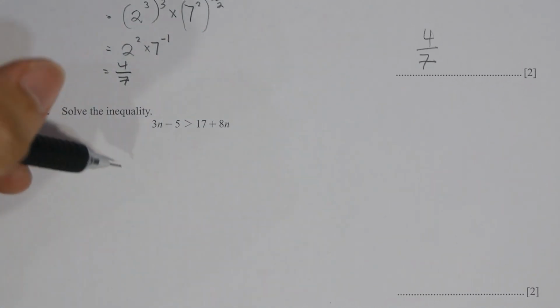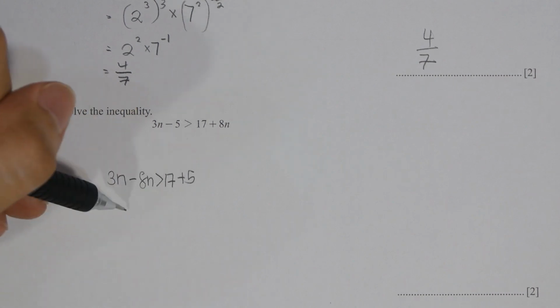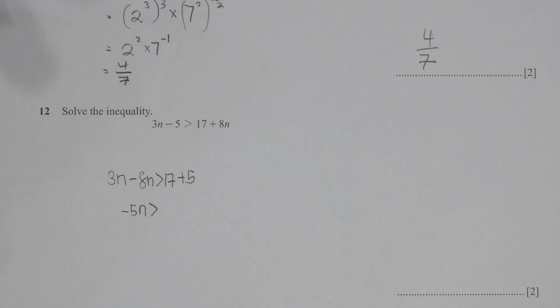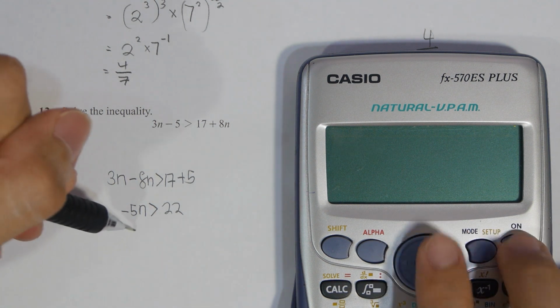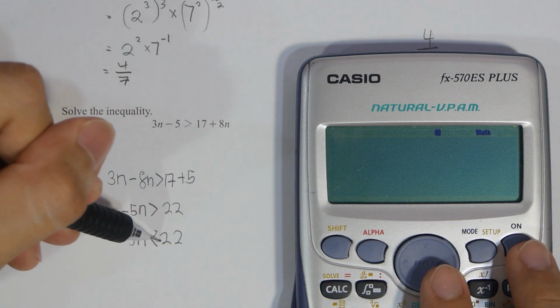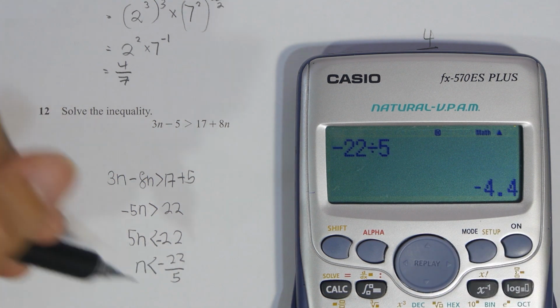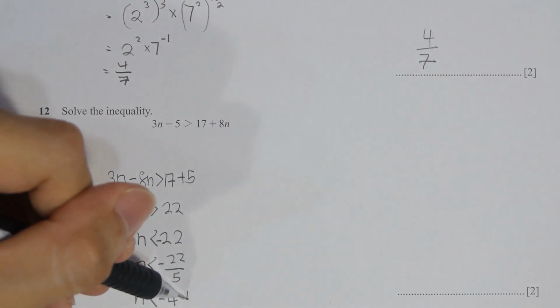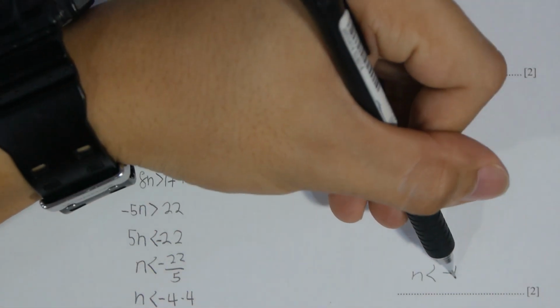Whereby for question 12, simply shift the 8n to the left hand side, so you get negative 5n more than 22. Then in order for you to get rid of the negative, simply change the inequality. So 5n is now less than negative 22, so n is less than negative 4.4.